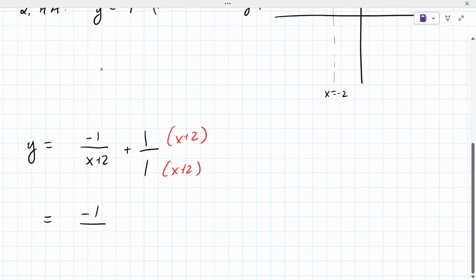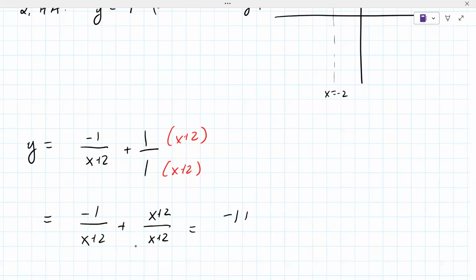This is -1 over x plus 2 plus x plus 2 over x plus 2. Now, since the bottoms are the same, that's key. Since they're the same, you can then combine the tops. So it's -1 plus x plus 2 over x plus 2.